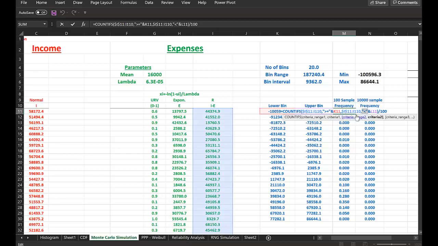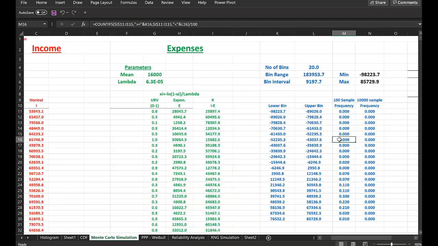If I use this, I can count the total number of samples that lie in this bin, and then I have to divide by 100 to get the frequency. So the number of samples divided by 100 will give me the frequency in this bin range.